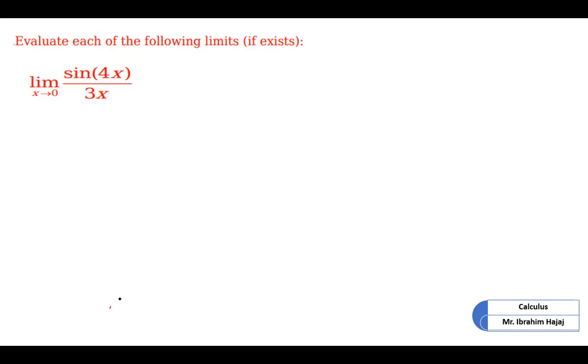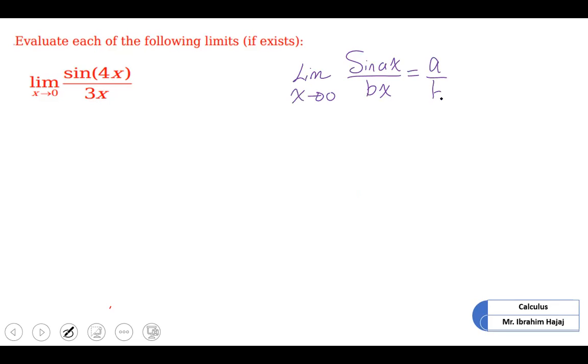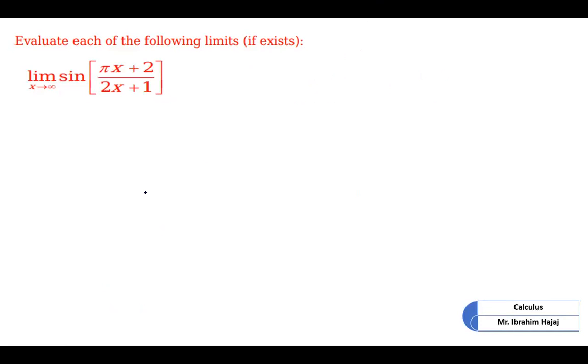Simply, I would like to remind you guys of this formula we have said before, which is the limit as x approaches 0 of sine ax over bx is equal to a over b. So your answer here is simply going to be 4 over 3. And x should approach 0. This is only for trig functions: sine, cosine, tan.